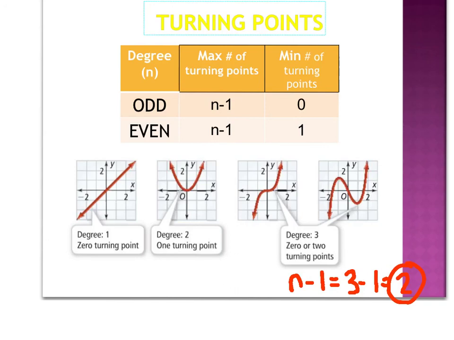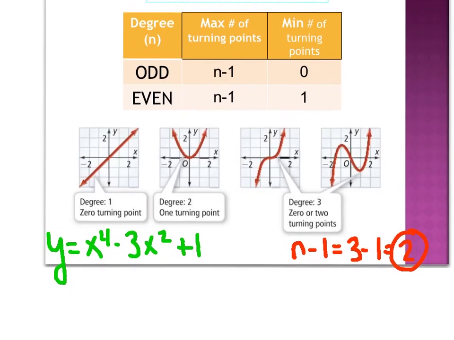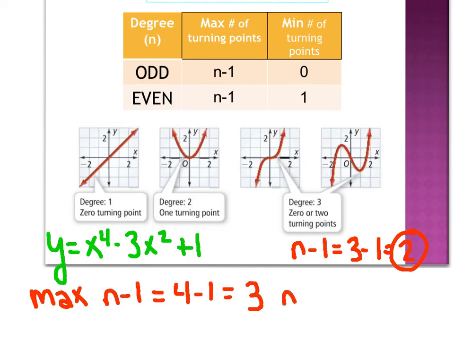So if I gave you a quartic function, let's say I gave you y equals x to the 4th minus 3x squared plus 1. Notice that doesn't have a cubic term, but that's okay. It doesn't have to have all terms. If I wanted to figure out the turning points, well, the max amount is going to be n-1, so that's going to be 4 minus 1, which is 3. And the min amount, since it's even, will just always be 1. Alright? So the max would be 3 and the min would be 1 for this quartic function. Now we wouldn't really know which one it is, 3 or 1, until we graphed it.